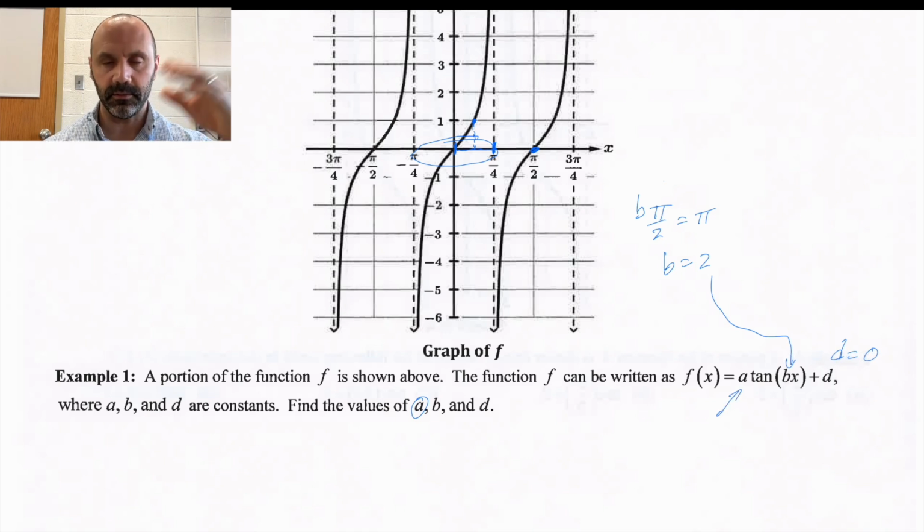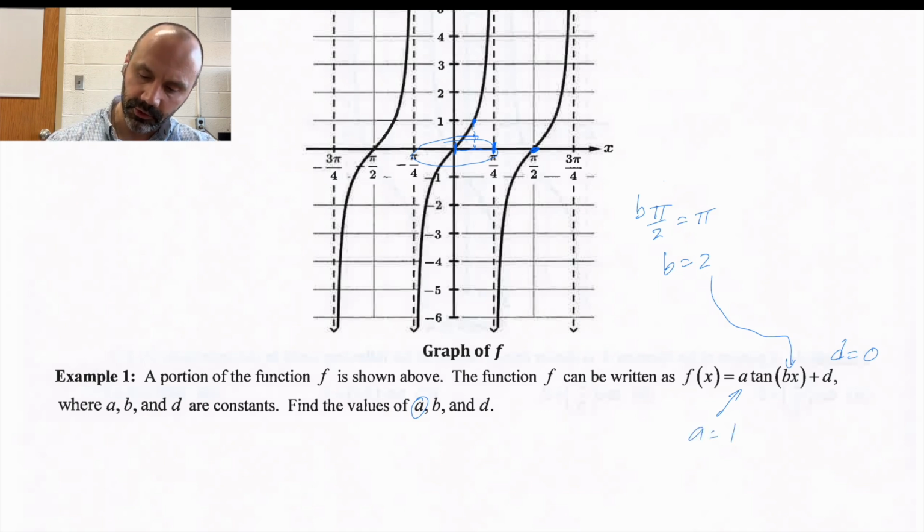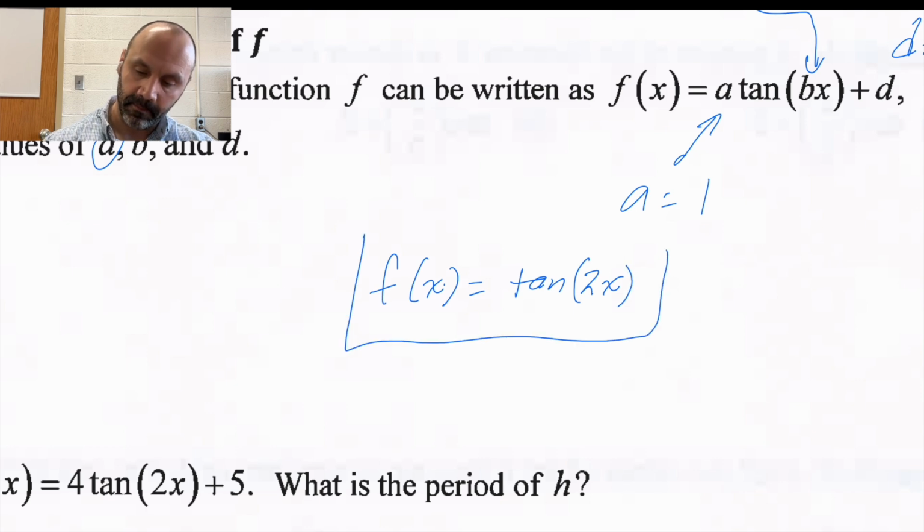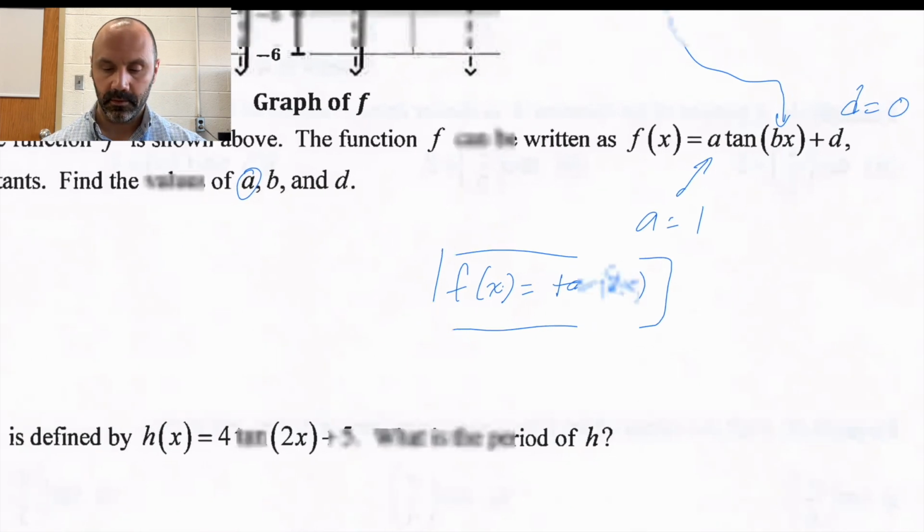We don't make it 0. The whole function would be 0. But in this case, A equals 1. So to write out this function, this looks like f of x equals tangent of 2x, and that's it, right? Because D is 0 and A is 1. Okay.